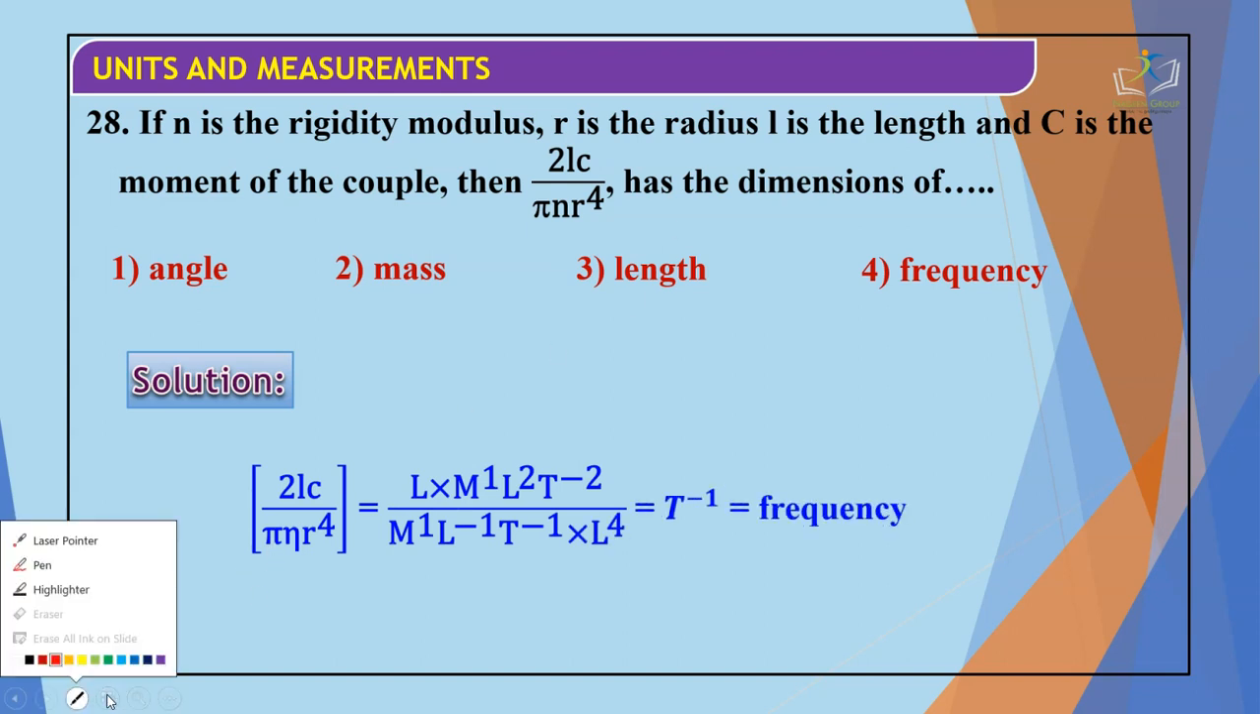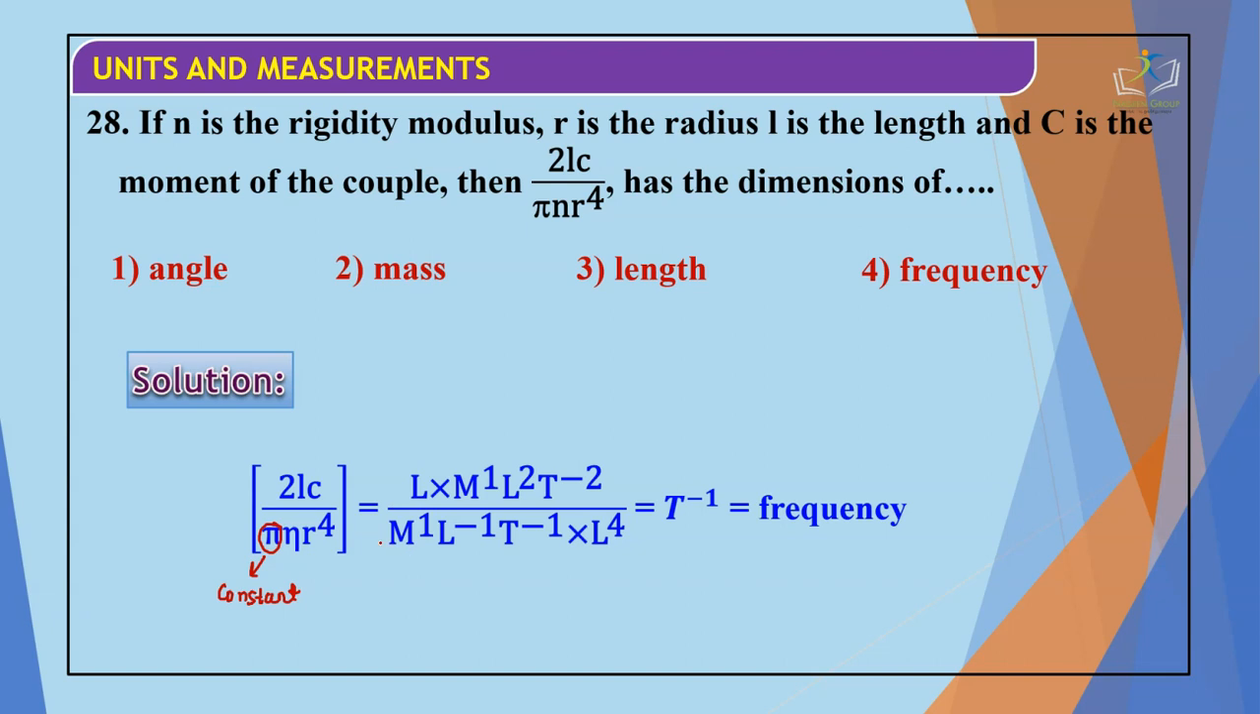So here pi is a constant. This is a constant. And the other, eta, has dimensions M1 L minus 1 T minus 1. Here r is a radius, which has the unit of length, so r to the power 4 gives L to the power 4, and L for this is multiplied with this. C is here the moment of a couple. So after solving we get the dimensions of frequency. So the correct answer for this question is 4. I hope students you are understanding the things.